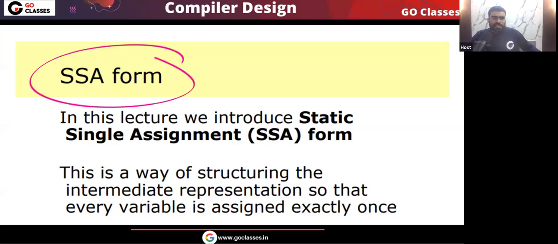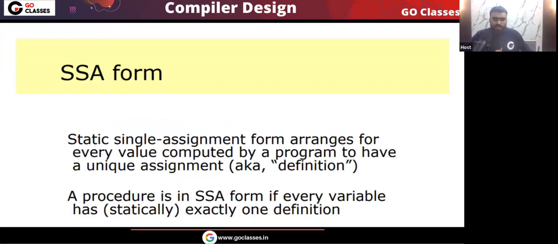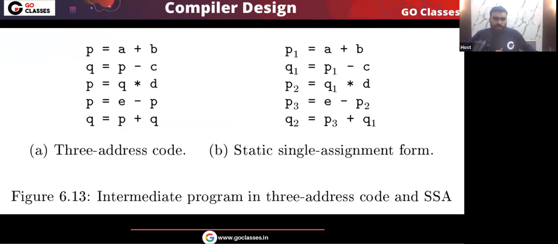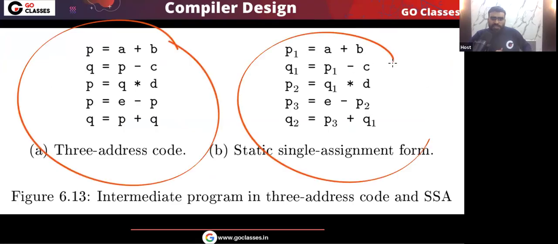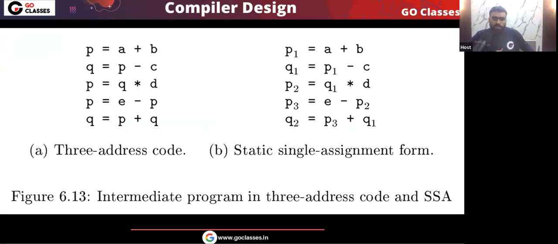So you can see SSA form, static single assignment form. This is a way of structuring the intermediate representation so that every variable is assigned only once. Very simple. All these simple points we have already seen, and also how to convert this example code into static single assignment code. Now let's move on.